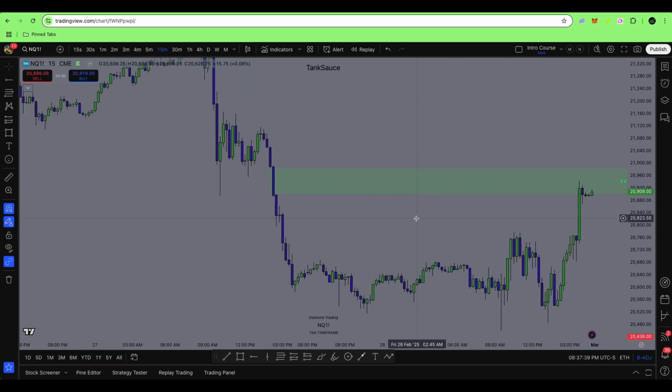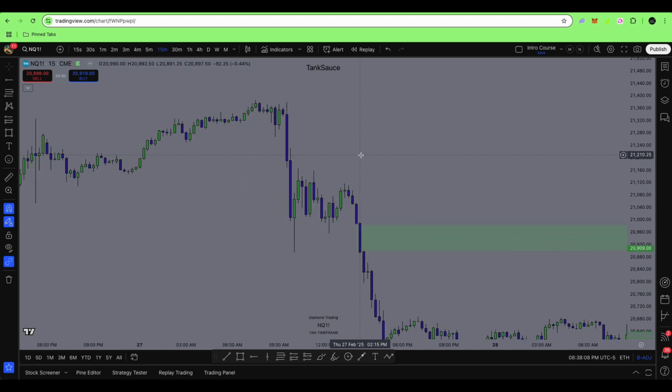An FVG is a three candle pattern: here's candle one, candle two, candle three. Between candle one and candle three, the wicks leave a gap. They don't overlap each other when they cross candle two, and that is what is called an FVG. That is a specific zone that we use, and we expect to see a reaction in price. Not every gap between candles is an FVG, and they form in different areas.